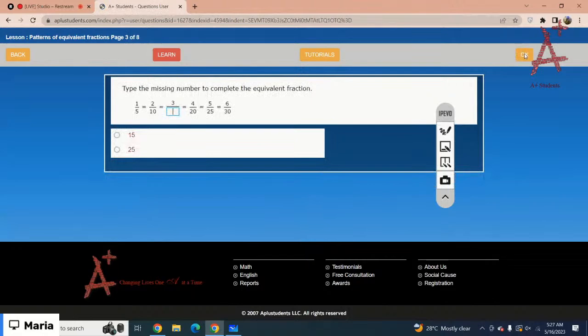Okay, the next one: which number is missing on it? You have to answer. Type the missing number to complete the equivalent fraction. So which number is missing? Yes, the missing number is 15. You have to multiply the fraction by 3. 1 times 3 is 3 and 5 times 3 is 15. So that would be 15.